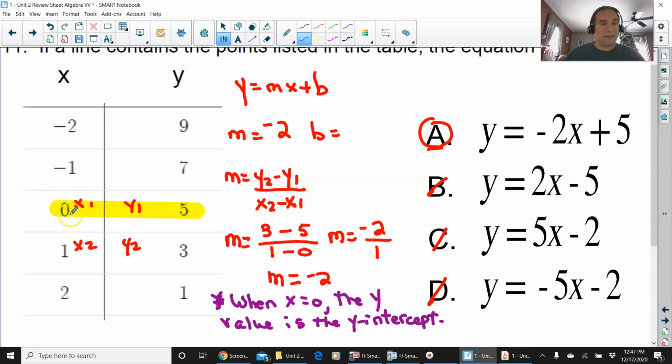So right here, and if you don't believe me, you could just sketch it. Not that you wouldn't believe me, I'm just saying. (0, 5) is up here. You see how it crosses the y-axis? So that is the y-intercept, the 5. Right? A is your answer.